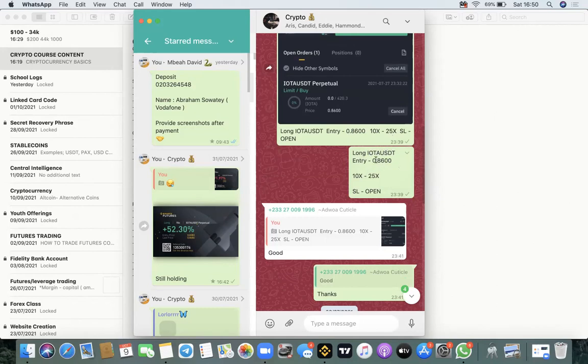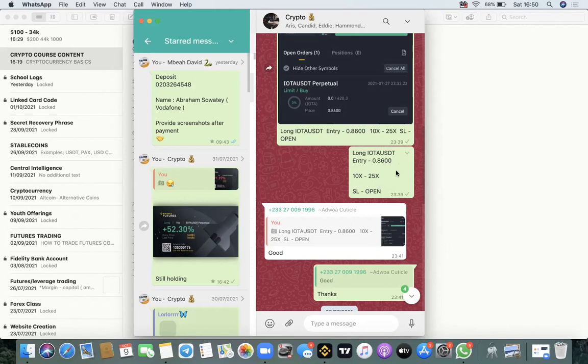Okay, so entry is 0.8600, meaning you have to enter at this particular position, at this particular point. When we go to Binance, you can see the buy limit and whatsoever that you can simply copy and paste there and use 10x to 25x leverage. So meaning you can use leverage between these sides.